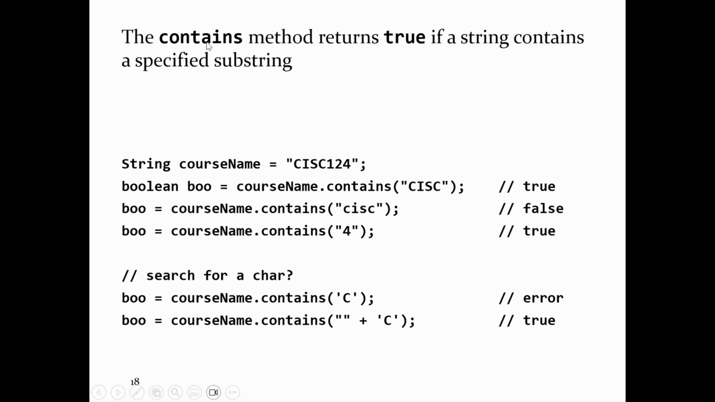The contains method lets you test if a string contains a substring. Right? So does SYSC124 contain the string all caps SYSC? Right? And so that method is contains. It's a non-static method, so you need to use a string variable or a string reference to call the method. So here I can ask if the string course name contains the string all caps CISC.